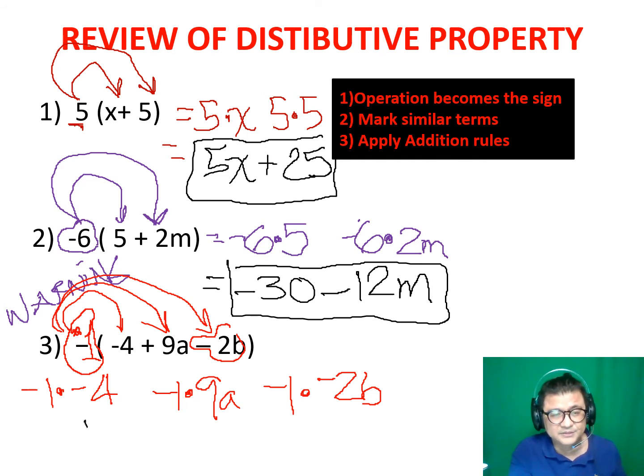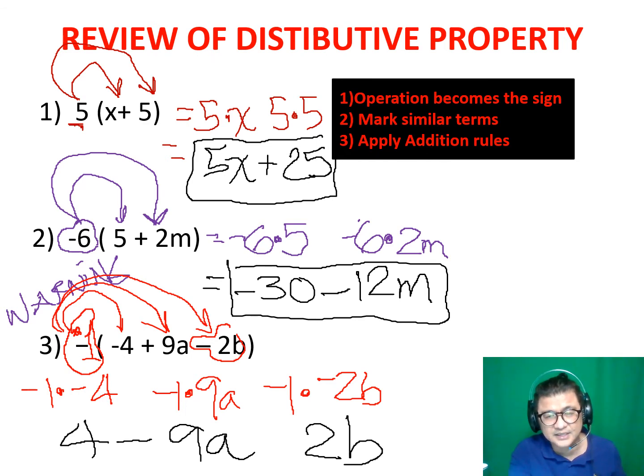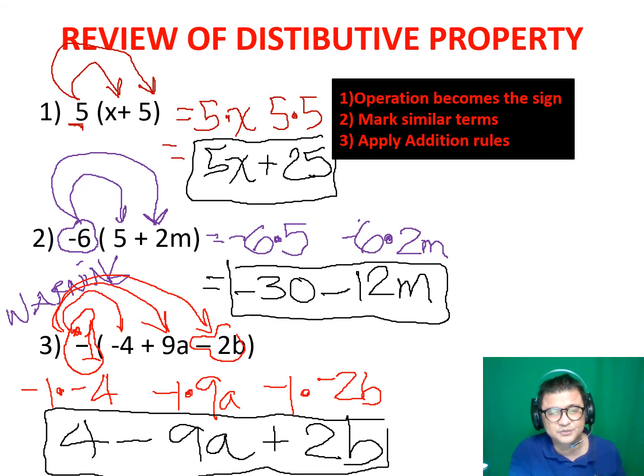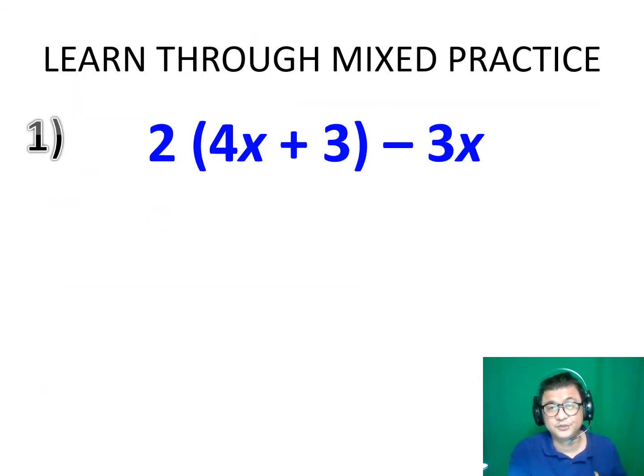Negative times negative is a positive 4. Negative times positive is a negative 9a. Instead of writing negative, the operation is the sign, and the sign is the operation. See that? Then negative times negative is positive 2b. Since it's positive, the sign is also the operation. So that's your simplified form. 4 minus 9a plus 2b. Okay, remember the rules for distributive property. Now we will combine all the rules that we've learned.